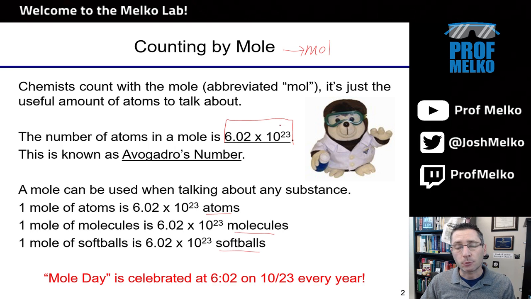This number, 6.02 times 10 to the 23rd, was first hypothesized by Avogadro, an Italian chemist, and so now it bears his name. We call this Avogadro's number, 6.02 times 10 to the 23rd. That is the number of atoms in 1 mole of atoms. The mole is so important that chemists celebrate it every year on October 23rd, 10 to the 23, at 6:02 p.m. in our local time zone. We all get together, nerd out about the mole, and celebrate with perhaps a couple moles of beverages.